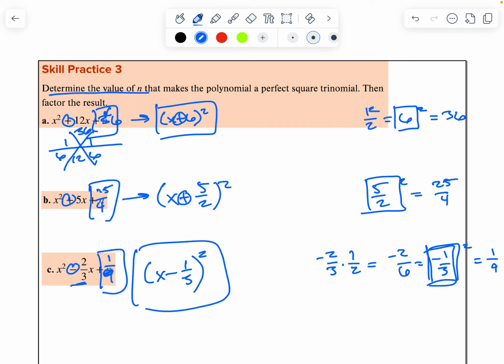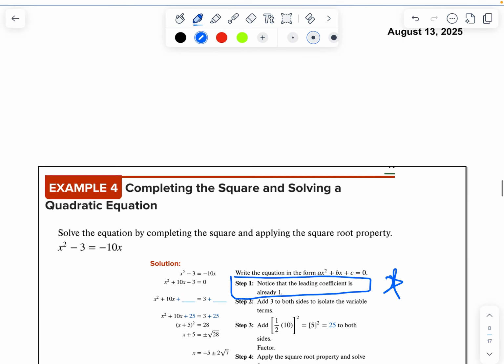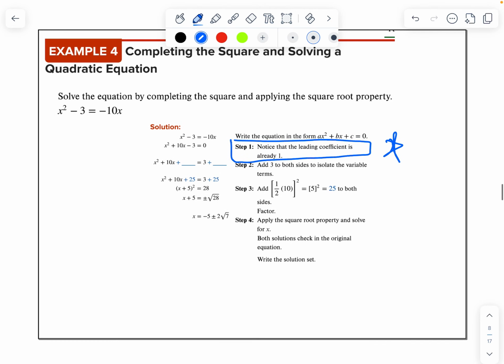All right, let's try to apply that to solve some quadratic equations now. So what we can do is, again, we get the x's to one side and the numbers to the other side. So x squared plus 10x equals 3. Then we're going to do our completing the square step. So half of that is 5, squared is 25. x squared plus 10x plus 25. To maintain a balanced equation, I have to add 25 to both sides.